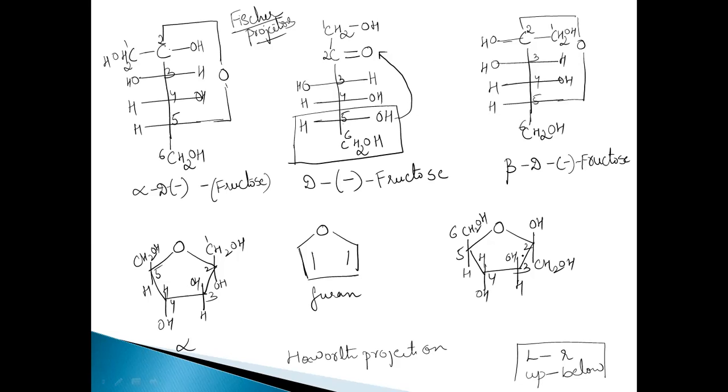And this is levorotatory, and this configuration is D. So these are the open chain structure and the closed chain structure of fructose.